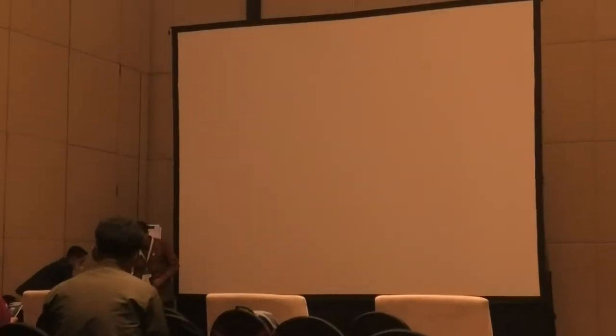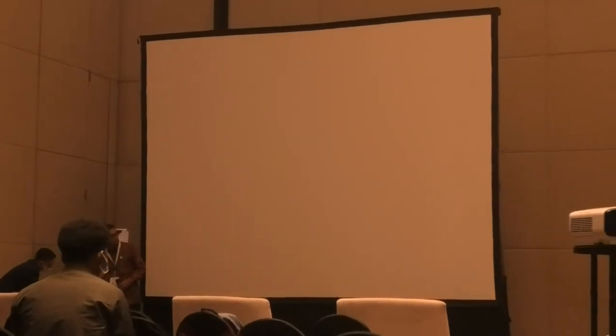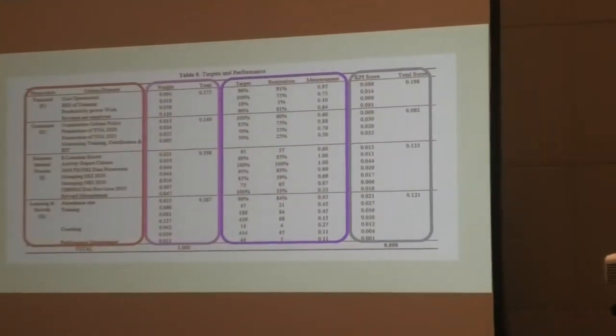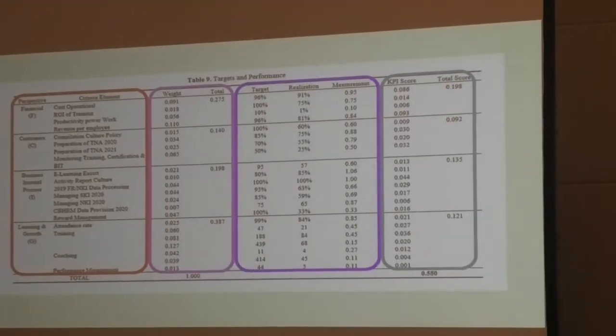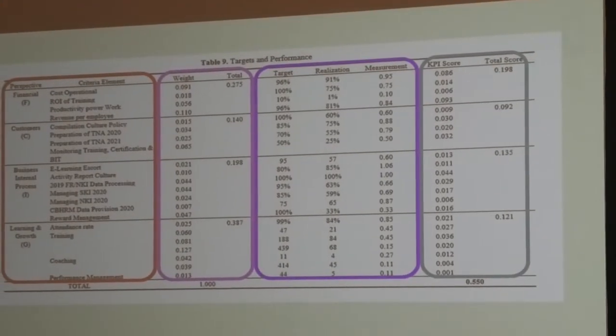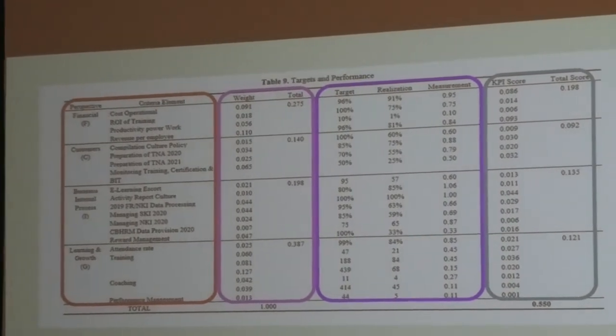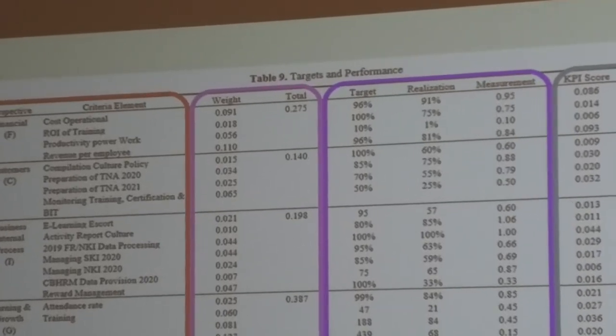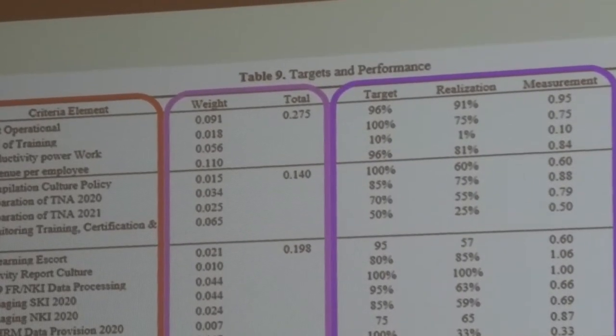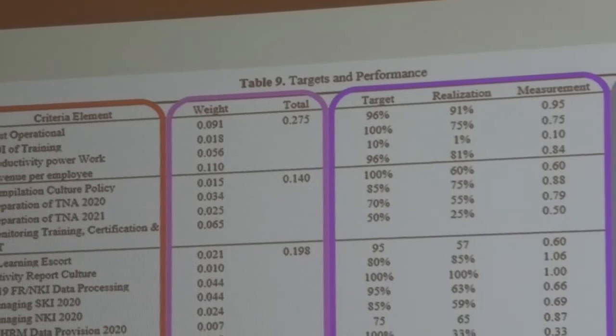First, we make an identification of variables. The red one, we use the balanced scorecard approach, which has four perspectives. First, learning and growth. Second, business internal process. Third, customer perspective, and then the last one, financial perspective.